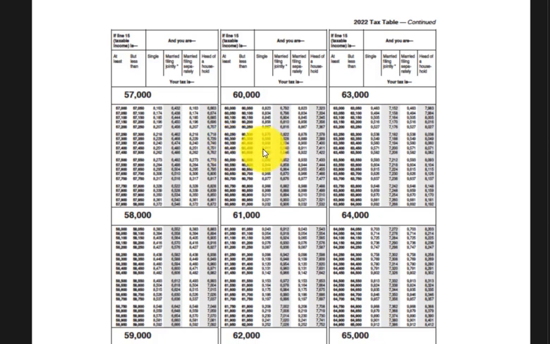So they don't calculate the tax liability for every number between 60,400 and 60,450. They just say anywhere in between those is this amount. Well, that's not exact. That's somewhere in between the two. That's the middle point.